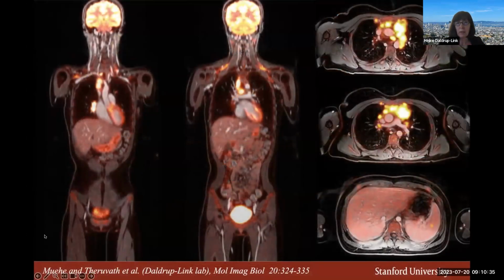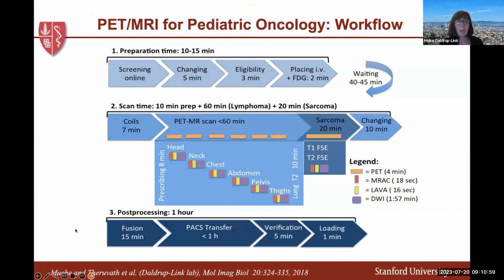Here you can see an example of a patient with a lymphoma. This is a PET MRI scan after nanoparticle injection. And again, you can appreciate the long-lasting vascular contrast, which helps us to delineate hypermetabolic tumor lesions from the vessels. And here you also see a lesion in the spleen.